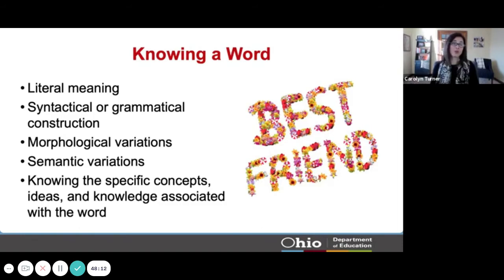We have to think about whether a word is used more in writing or whether a word is used in discourse, in language, in conversation back and forth. So that's what it means to really know a word. This is what we work with general education teachers on. It's not just about looking a word up in the dictionary. It's really making that word your best friend and really knowing all the ins and outs of that critical vocabulary.